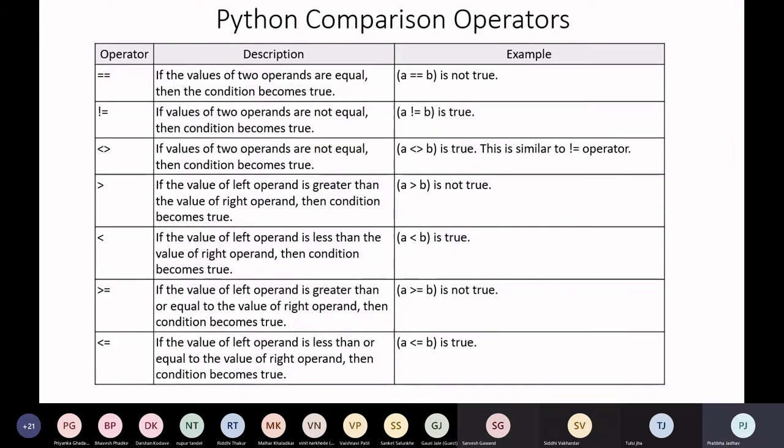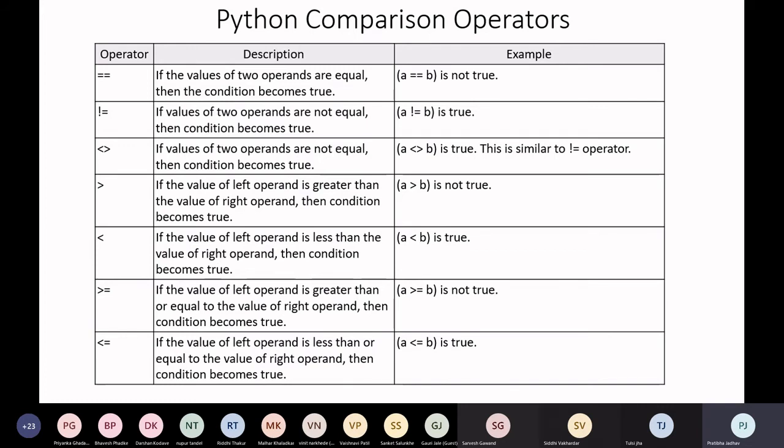Okay, now we'll move to the next topic, Python comparison operators. These operators are used to give the relation between two given input values. It provides you the relation between two input values. The various relational operators are given below.